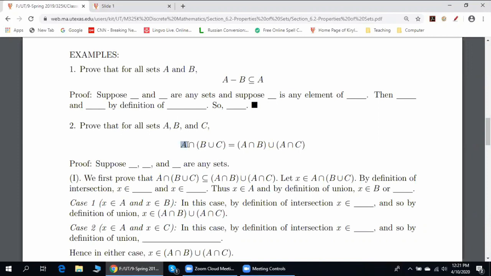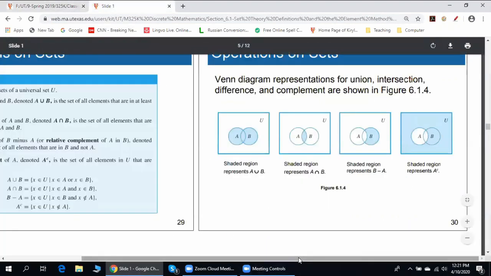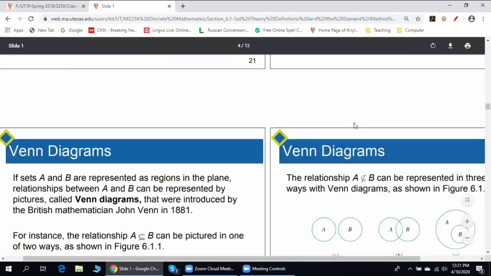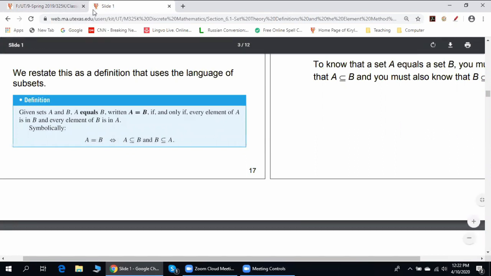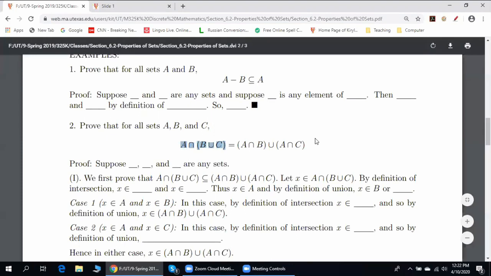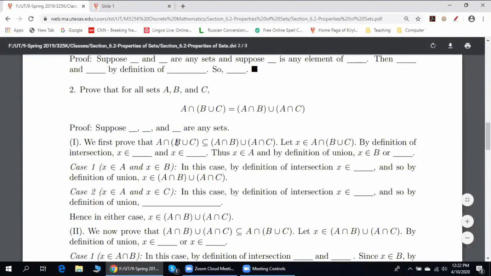Note that in order to prove that this is equal to this, we have to prove that the left-hand side is a subset of the right-hand side, and the right-hand side is a subset of the left-hand side. Why? By definition, A is equal to B if and only if A is a subset of B and B is a subset of A. Correct?